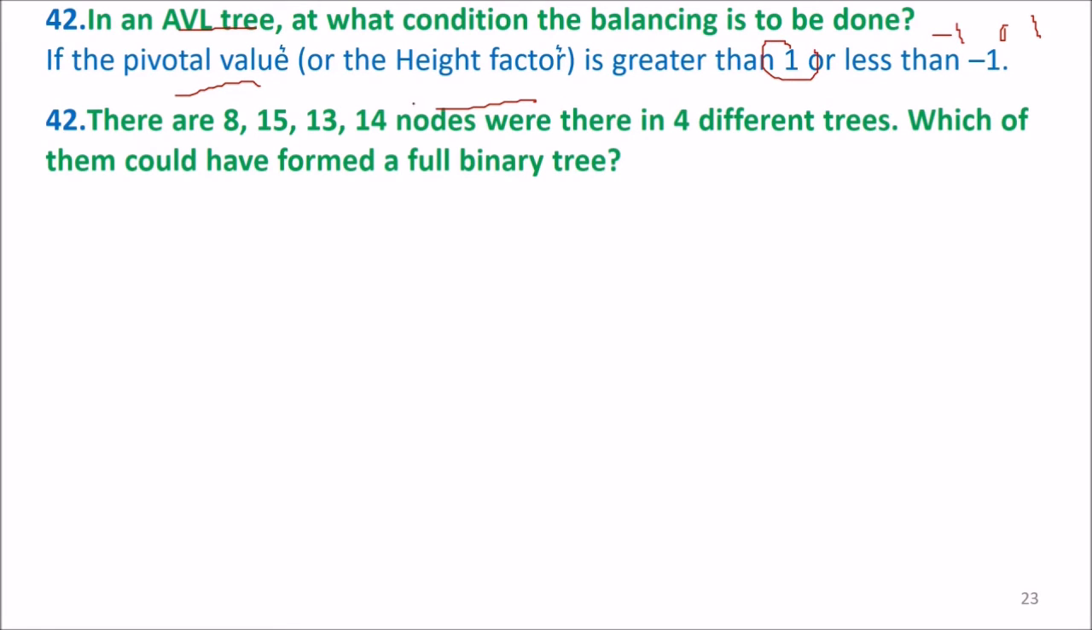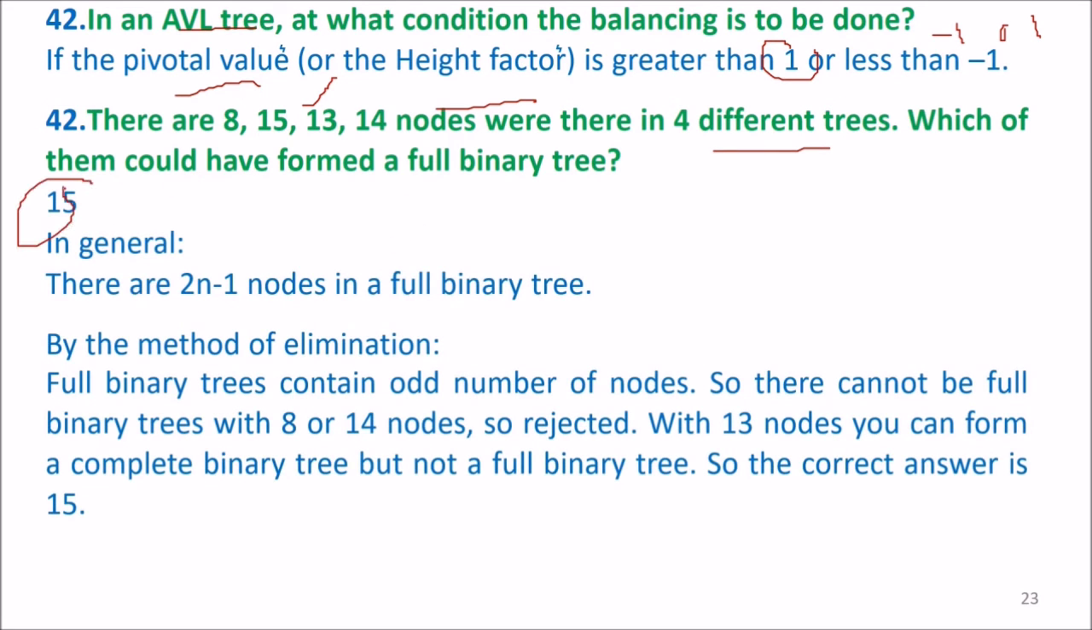There were 8, 15, 13, 14 nodes in 4 different trees. These are the 4 nodes. Which of them could have formed a binary tree? See, the answer is 15. Why? In general, you have 2^n minus 1 nodes in a full binary tree.